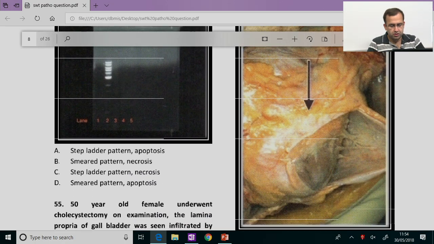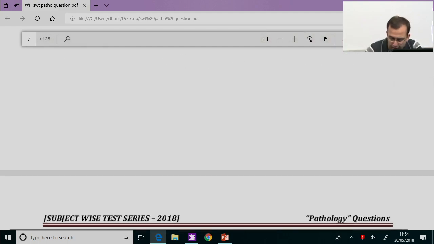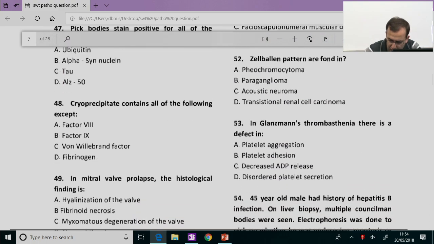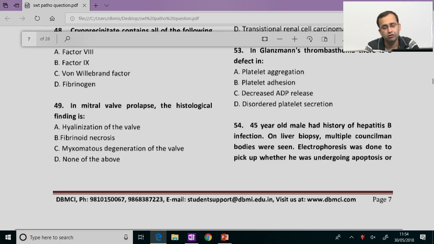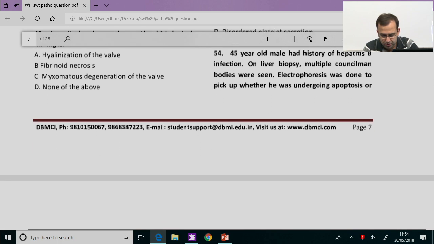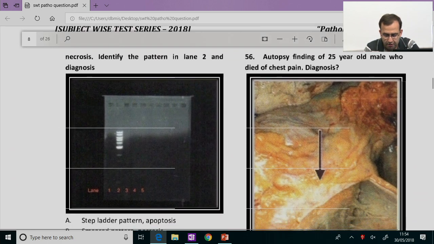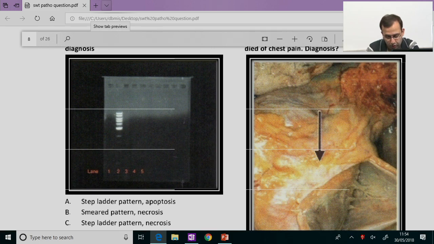See, in this question, the examiner had given you numerous hints, which are not needed. Suppose the gel electrophoresis picture comes without any history. What you see here is the classical step ladder pattern. You are able to see the breaks, the classical step ladder pattern which is seen in apoptosis. The other points in the question, Councilman bodies, which are the apoptotic bodies of the hepatocytes, again make it apoptosis, but in the paper so many hints would not be given.